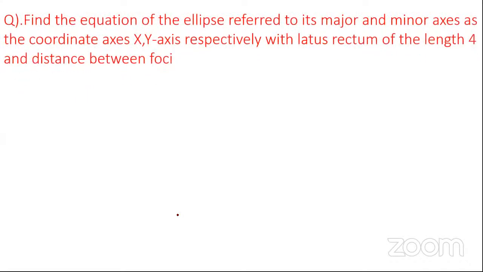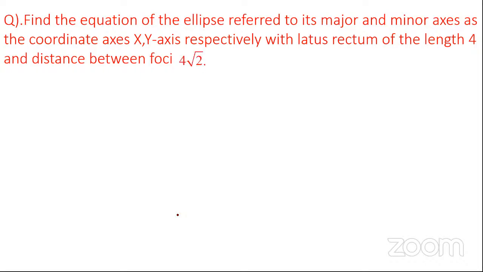So find the equation of the ellipse referred to its major axis and the minor axis as coordinate axes, that is x-axis and y-axis. So the major axis is the x-axis and the y-axis is the minor axis, with the length of the latus rectum 4 and the distance between foci 4 root 2.